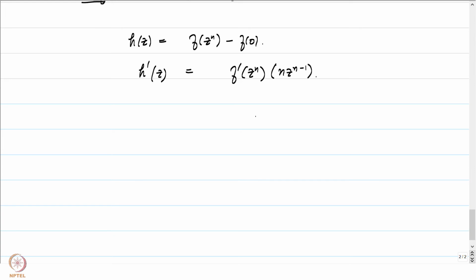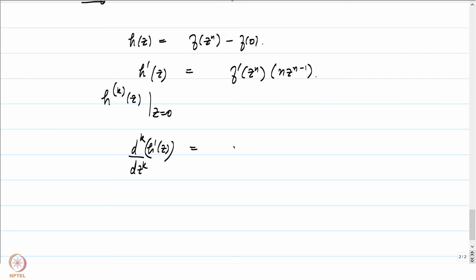We are interested in h^(k), the kth derivative of h evaluated at 0. The motivation is to find out what is the order of the 0 of h at 0, and hence this is what we are interested in. And in order to do that, let's look at the kth derivative of h prime of z.